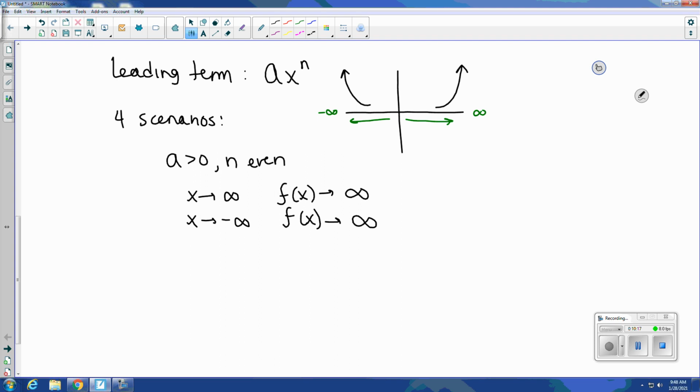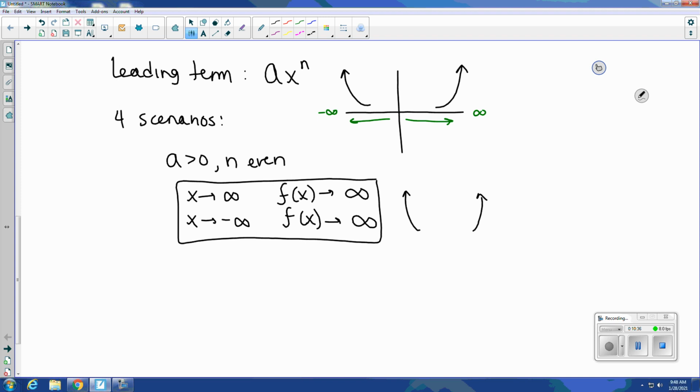So the end behavior for this first scenario would be written in that way. As x heads towards infinity, the function should go towards positive infinity. As x approaches negative infinity, the function approaches infinity. And visually, both ends of the graph at some point should head up.